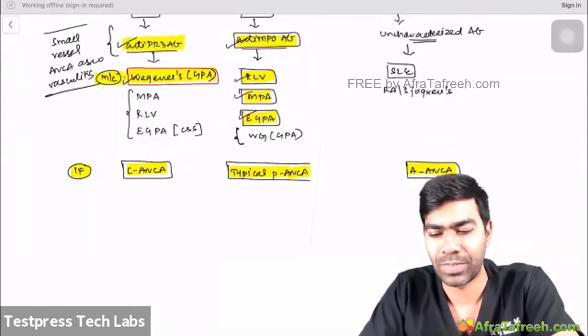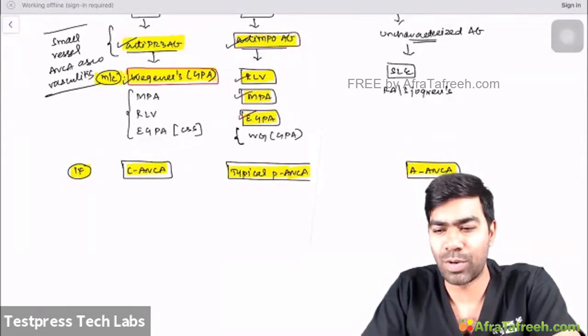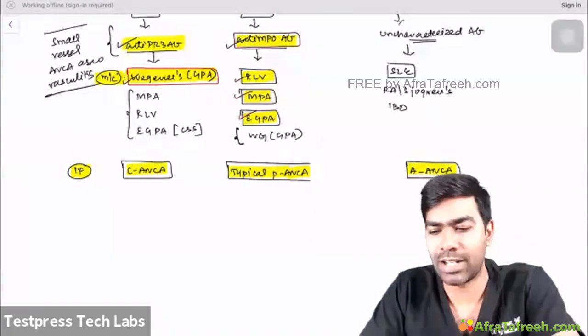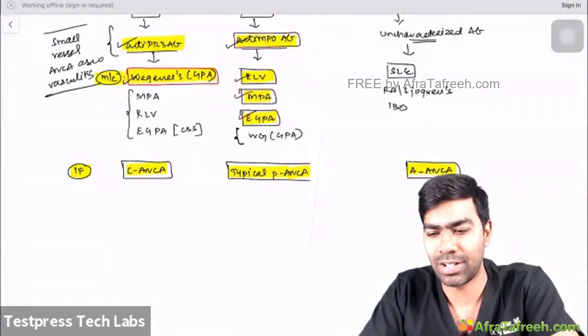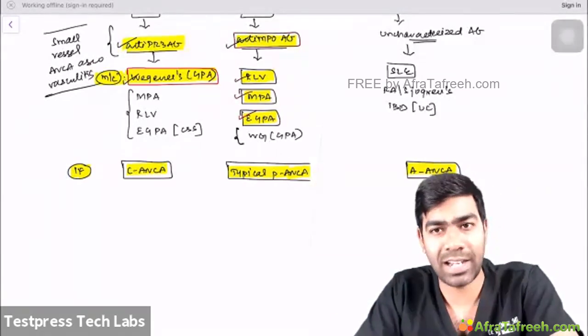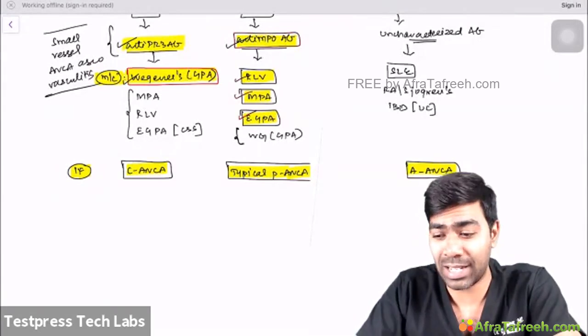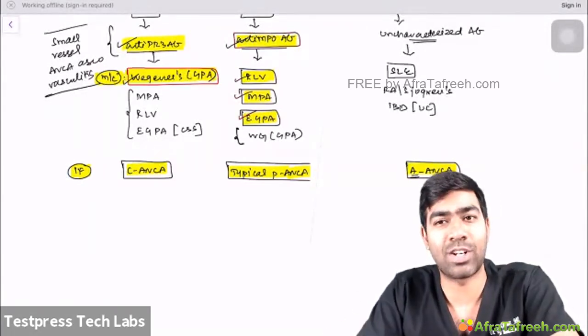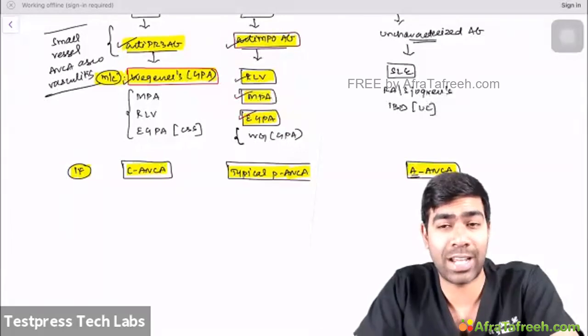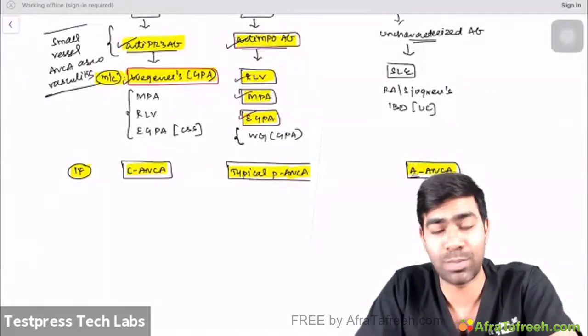At the same time, you would have studied inflammatory bowel disease. You would have studied that IBD can have ANCA association, especially ulcerative colitis, where they would have given P-ANCA as positive. But that kind of P-ANCA is basically an atypical P-ANCA. That is not a typical P-ANCA, which means that's not an anti-MPO antibody producing that ANCA pattern. That's an uncharacterized antibody. I'll come back to that. What is the antigen? Then you will understand.